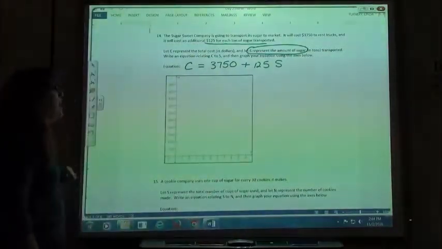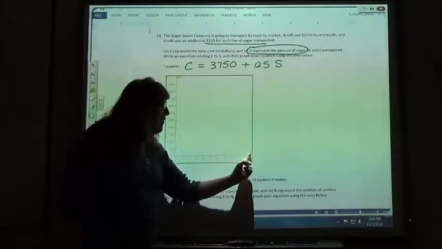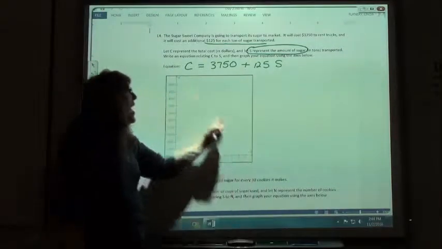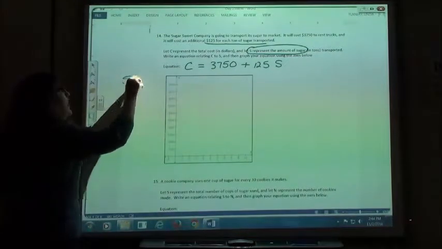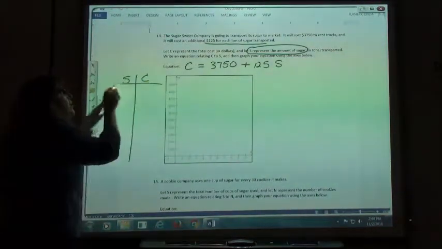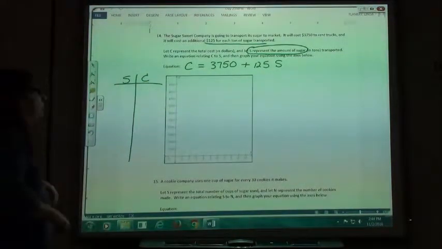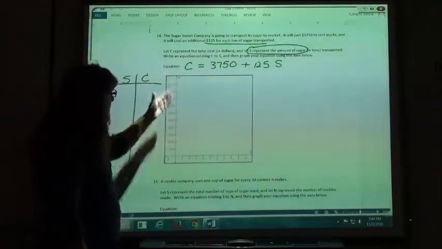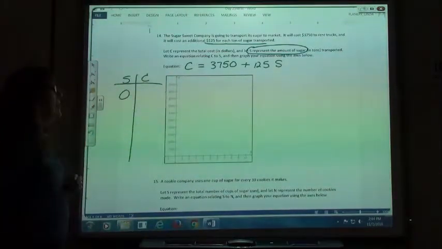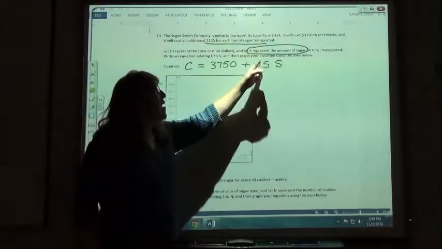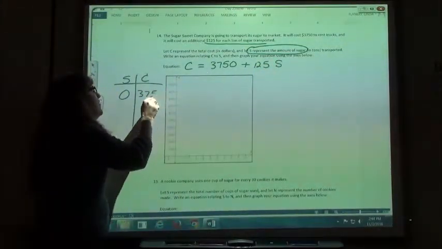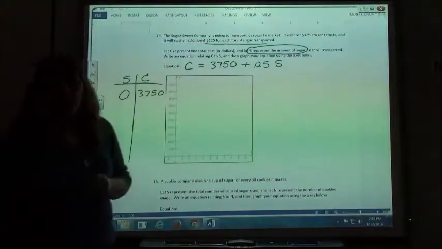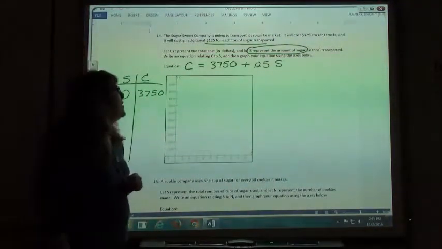I now want to graph my equation. I'm putting values in for S and finding the answers, the costs. So in my table, the S will go first. My answers are the costs, the C. So again, I always like to put 0 in because 0 is easy to calculate. 125 times 0 is 0. I'm still going to get the $3,750 that they charge me to rent the trucks.